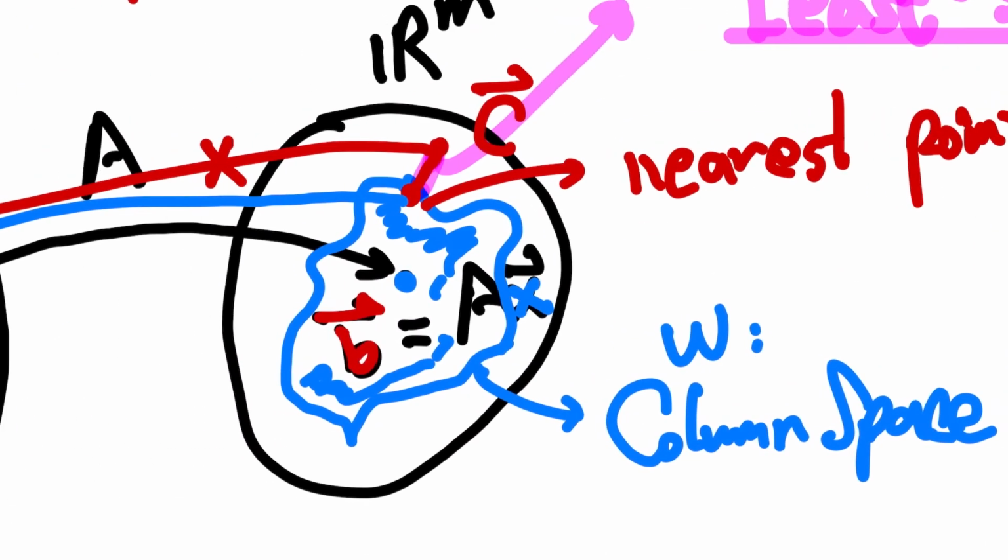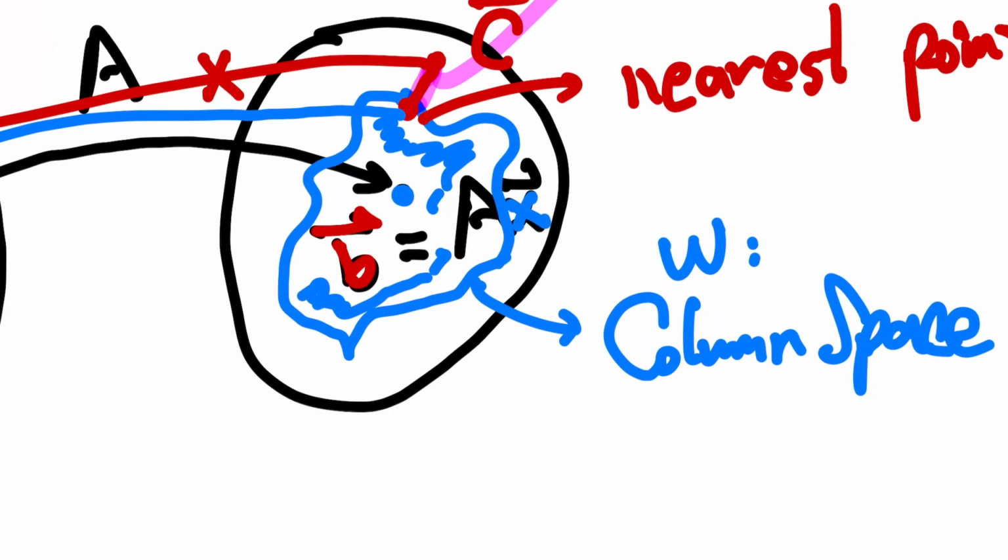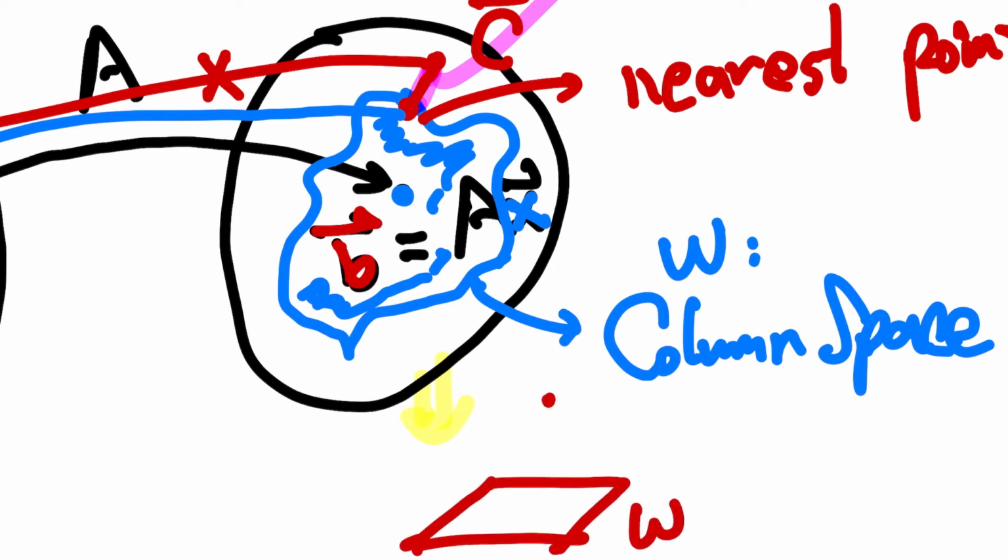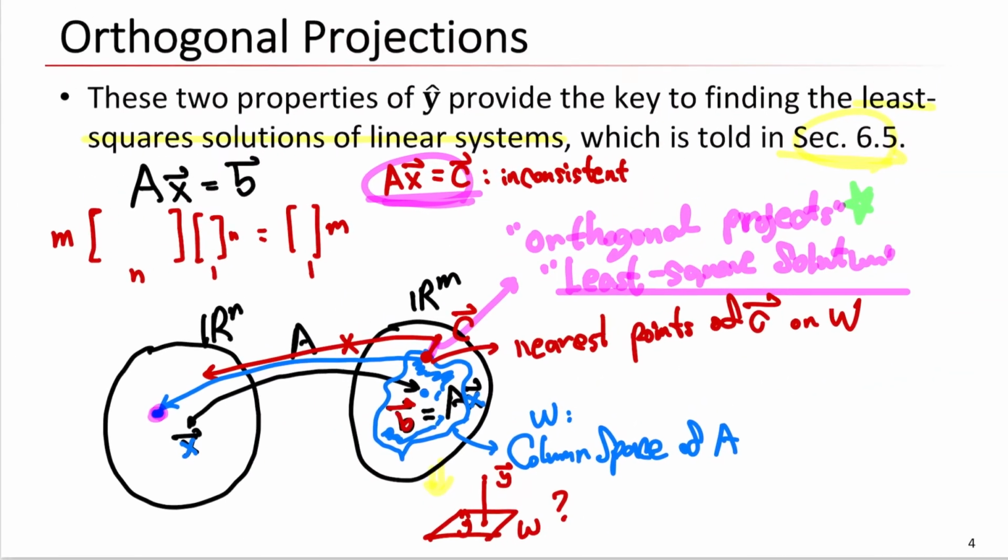If you look at this closely, this is W, and there is a y, where y is equal to c here. Then this point will be the y hat. The question is how to find this y hat, which will be the approximation of c on this W space. We will talk about this today.